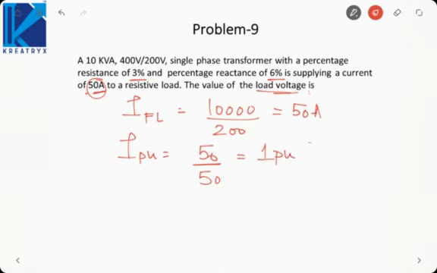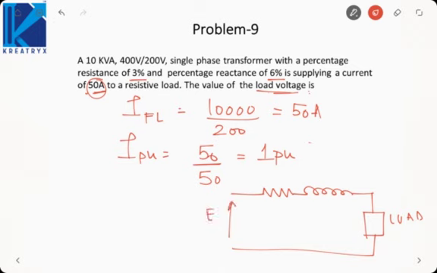Now usually the circuit model of the secondary side of transformer is resistance, reactance and then load. Okay, here we will have EMF, here we will have load voltage. Okay, this is R and X. Now it is saying that the load is resistive, that means load voltage and load current are in the same phase. So let us assume load voltage is V angle 0, current will be 1 angle 0 in per unit.